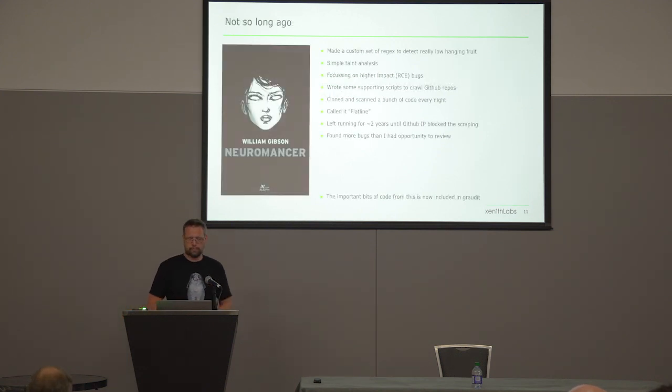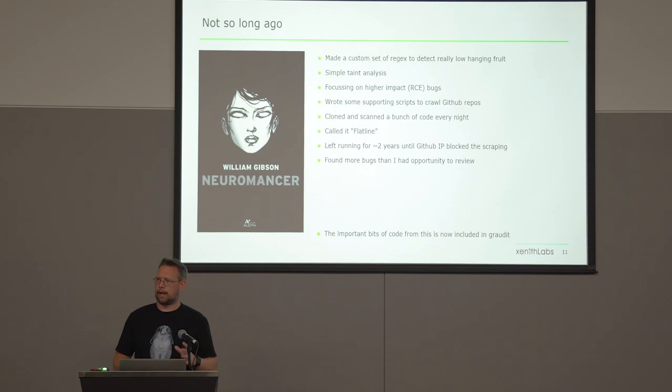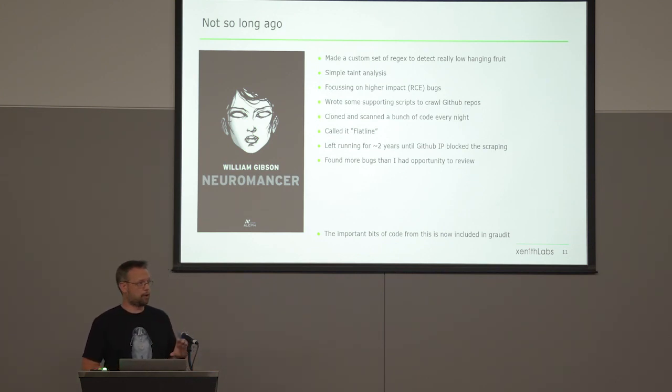So not so long ago, back before MITRE hit the initial 10,000 CVE ID numbers, I was kind of pushing to try to reach that number. So I figured I would try to increase the rate at which I identified vulnerabilities. So I took the knowledge that I had in Grodet and I made a new rule set that was really aimed at finding really low-hanging fruit.